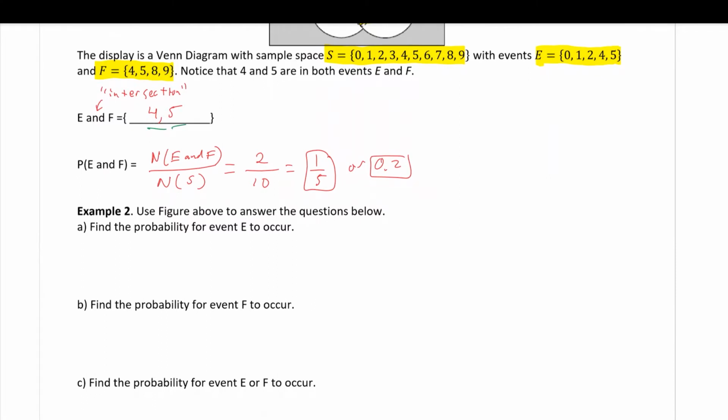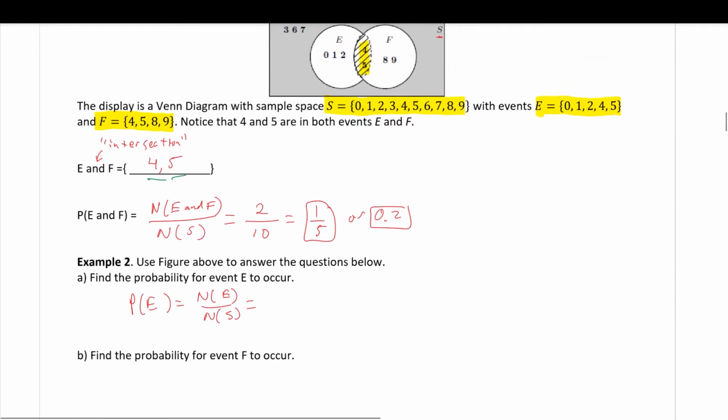Find the probability of event E occurring, just like before. Probability of E is the number of elements in event E over the number of elements in our sample space. Event E, it's over here, so there's 1, 2, 3, 4, 5. Yep, that's 5, over a sample space of 10. That again is 1/2, or 5/10.